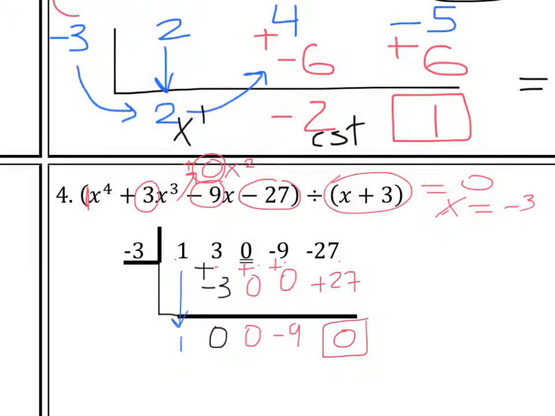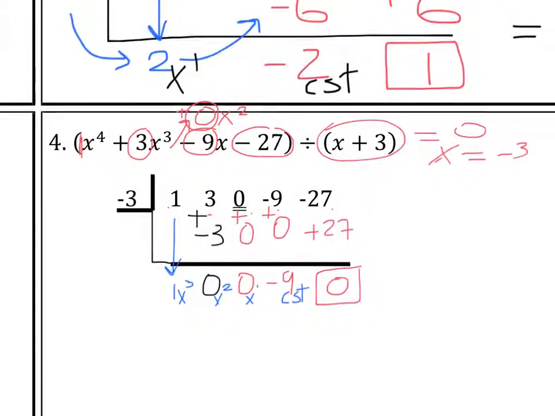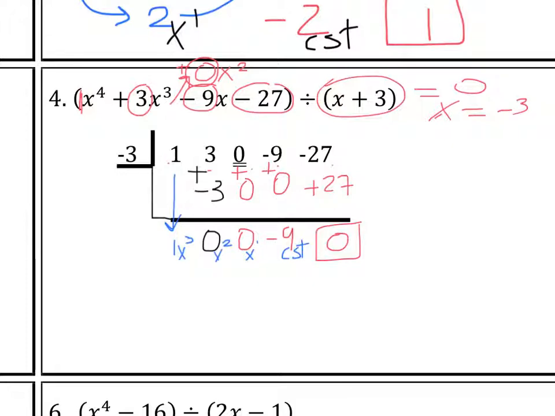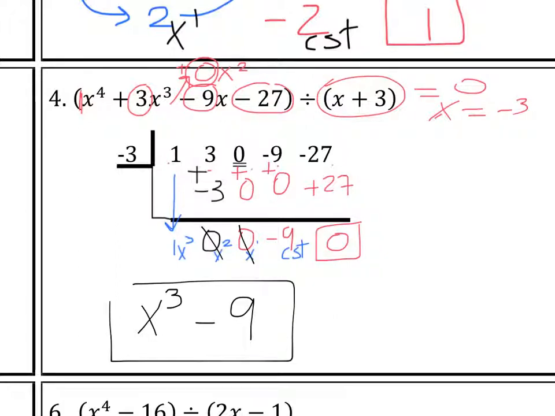Now, like we talked before, this is a power of 4. The degree over here will be power of 3. So this is going to be x to the power 3, x to the power 2, x to the power 1, and then the constant. To write this down, you write 1x to the power 3, which is x to the power 3. 0x to the power 2 is just 0. 0 minus 9. And that would be your answer.